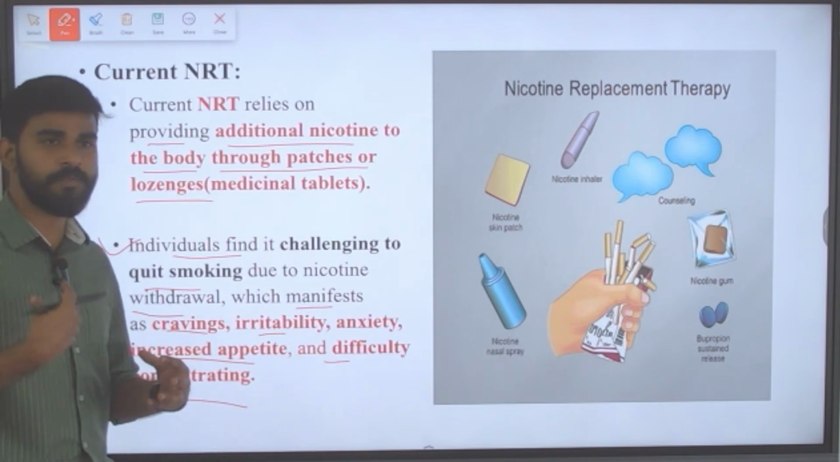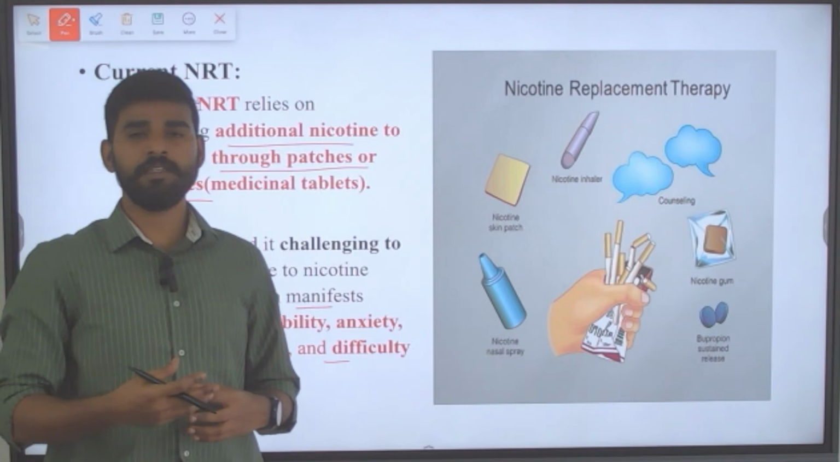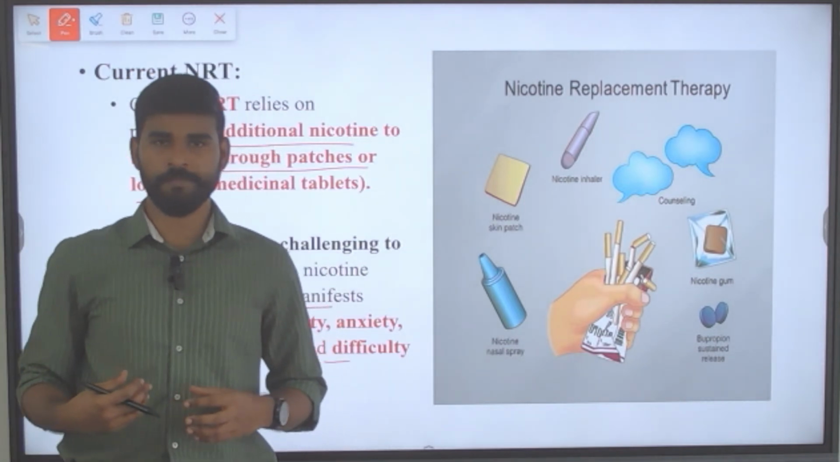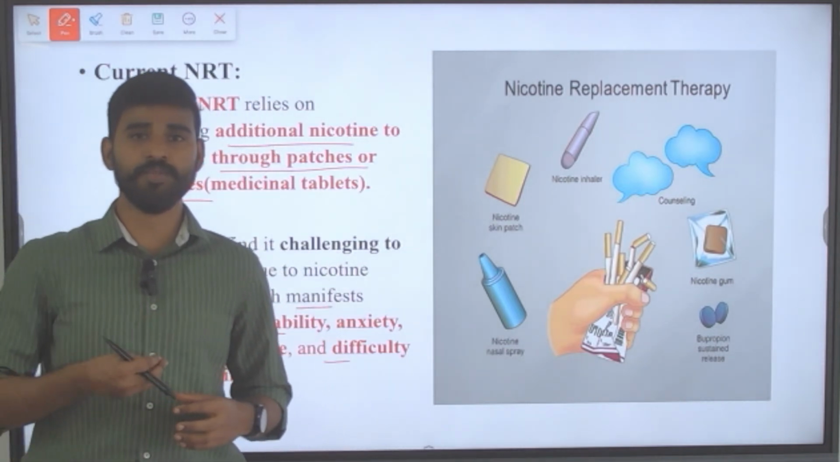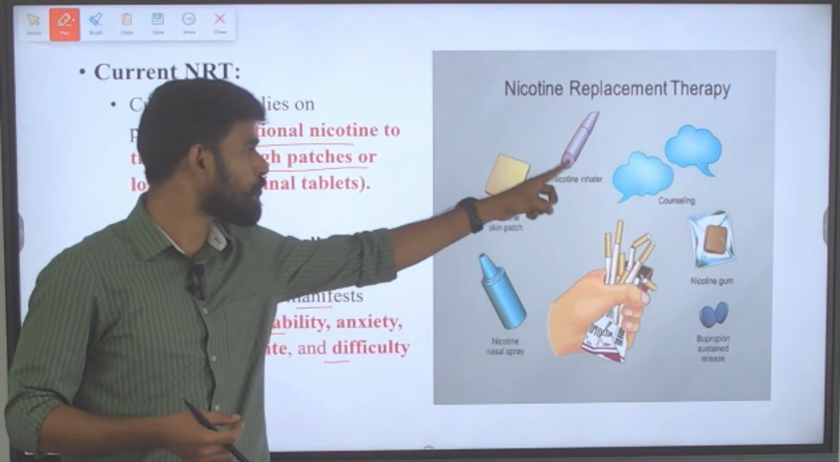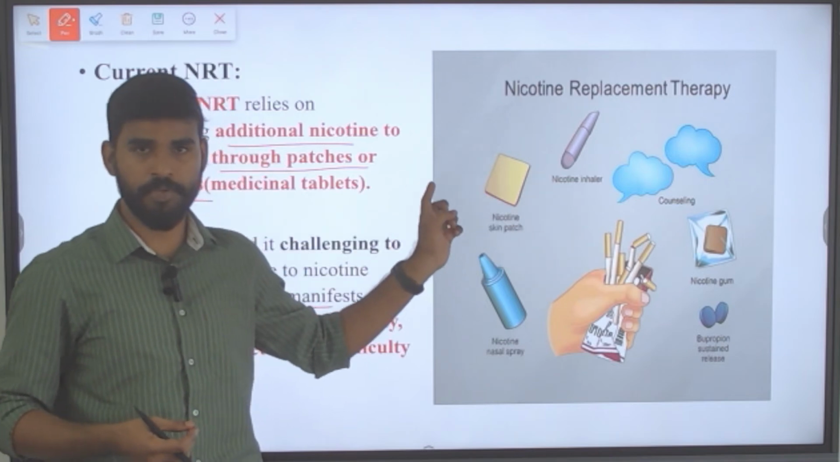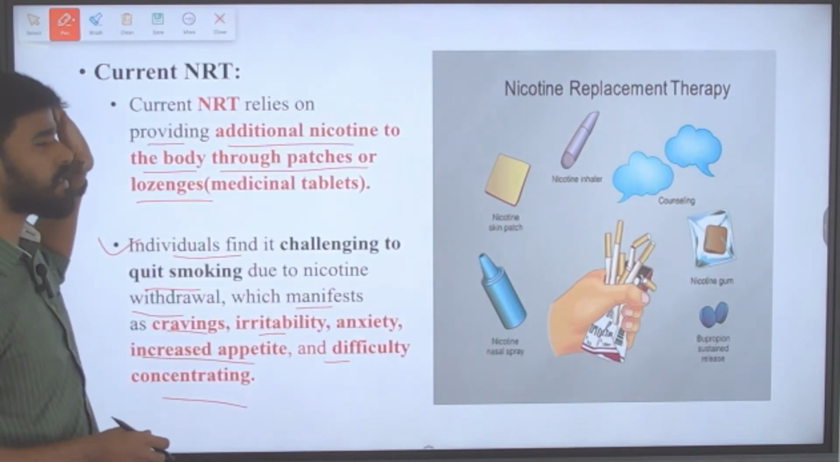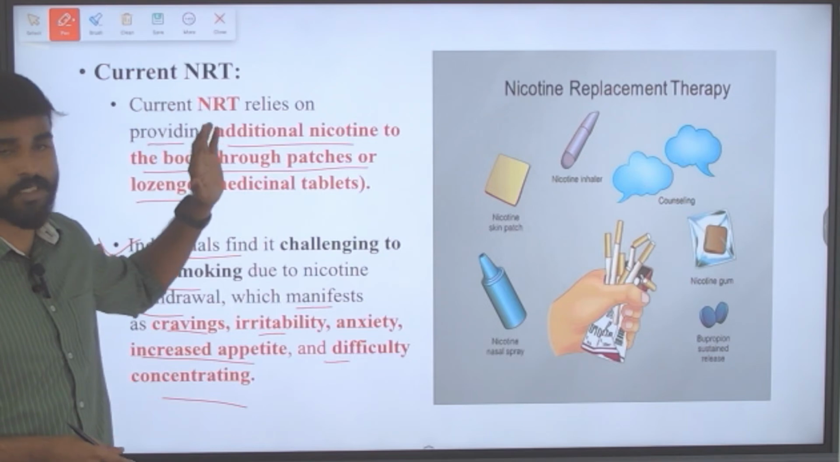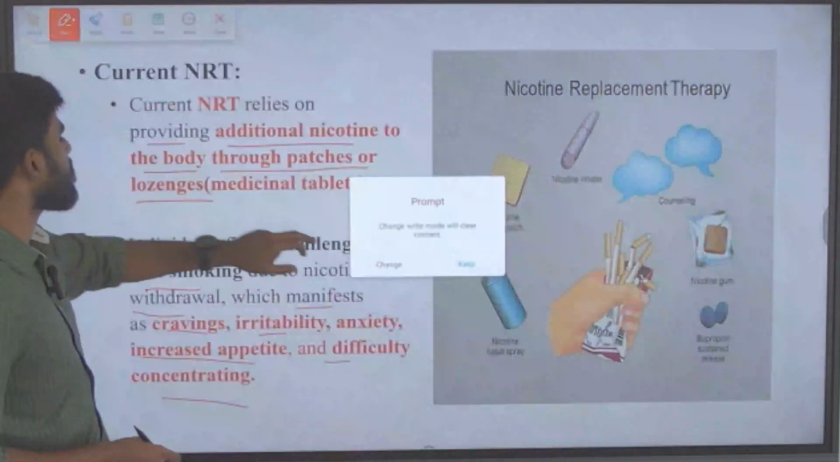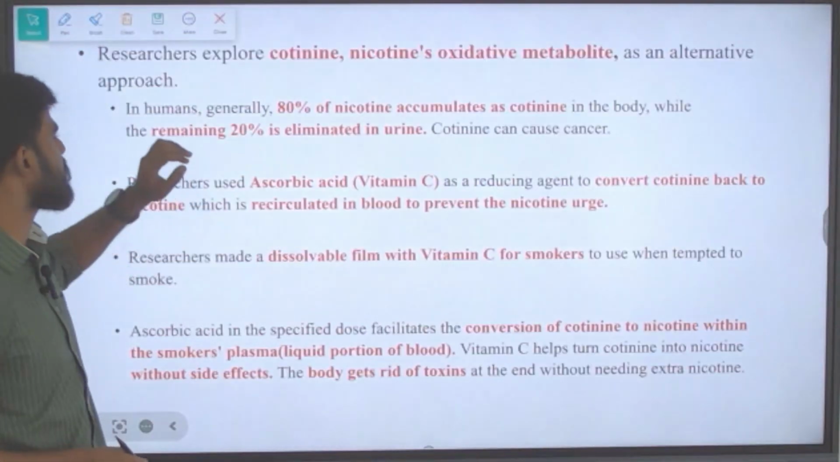So these are all the problems that they face when nicotine is withdrawn from their daily use. That is why small doses of nicotine are given to them. Okay, so this is how present nicotine replacement therapy works. But what is the new innovation that has been made, or the new research that has been made?